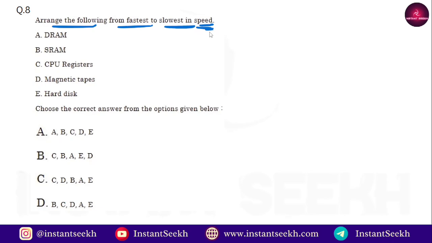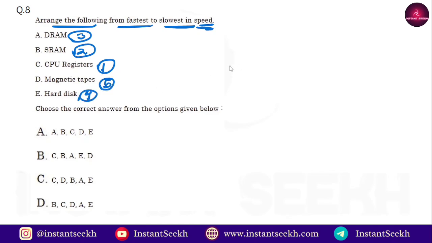Here we are asked to arrange with respect to speed, starting from the very fastest. The very fastest is your CPU registers with respect to speed. Then comes your SRAM, or static RAM. Then comes your dynamic RAM, DRAM, then your hard disk, and at last the slowest ones are magnetic tapes.